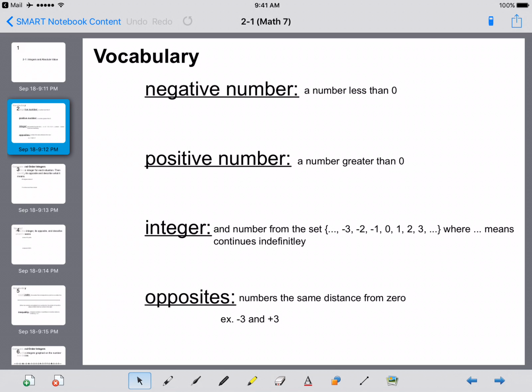Integers are any number from the set ..., -3, -2, -1, 0, 1, 2, 3, ..., where the ... means continues indefinitely. So it's all the negative numbers and all the positive numbers that have a decimal point of 0. So there's no decimals. So all the negatives, all the positives with no decimal. And then your opposites are numbers that are the same distance from 0. So for example, -3 and +3.